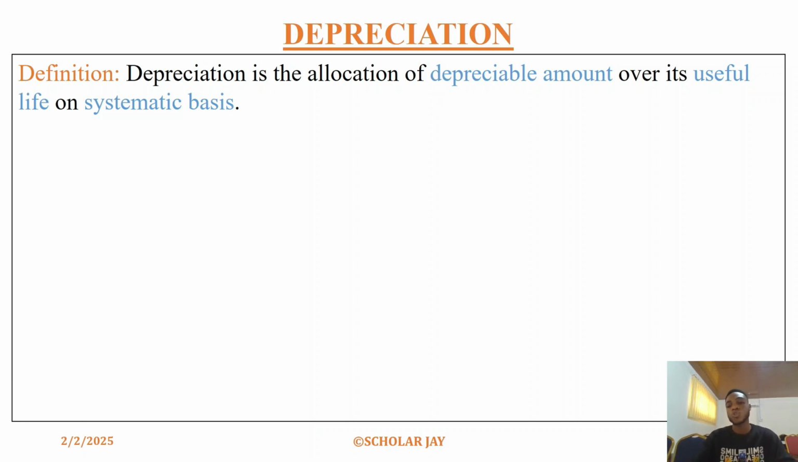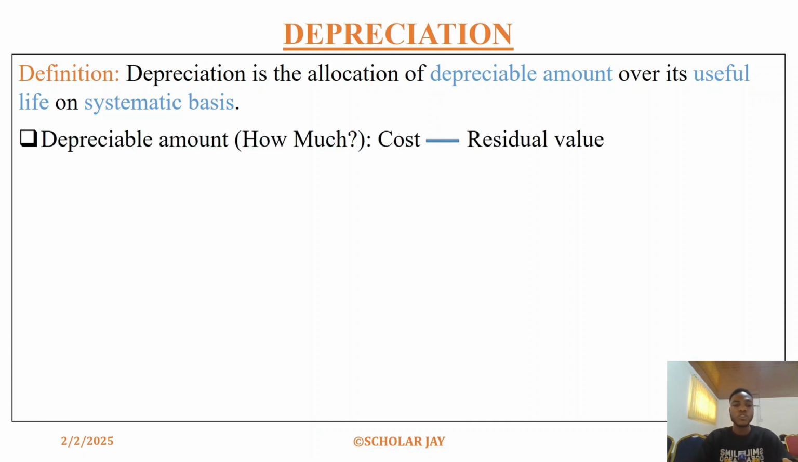So useful life is how long we think the asset can last, and then on a systematic basis. The systematic basis has to do with which depreciation method you are applying. Are you using straight line? Are you using reducing balance method? Are you using sum of years digits method?